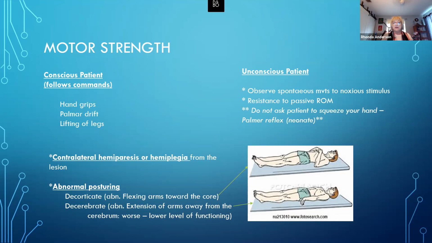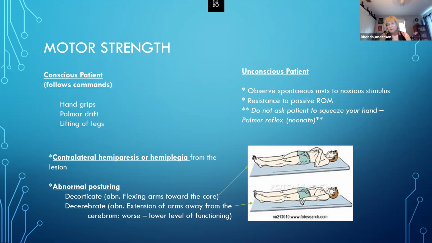And then remember, we talked about abnormal posturing in the Glasgow Coma Scale. Here's a couple of pictures. The one on the top is decorticate posturing. That's abnormal flexing toward the core. So decorticate posturing is a little bit higher level than decerebrate, the picture on the bottom. Decerebrate is abnormal extension of the arms away from the cerebrum. So it's a lower level of functioning. It's a little worse, so it's worth 1 point where decorticate is worth 2 points.